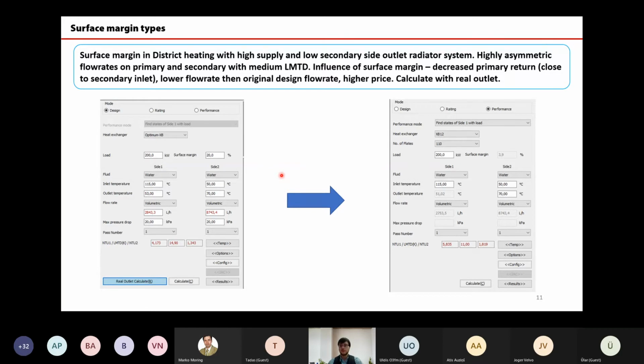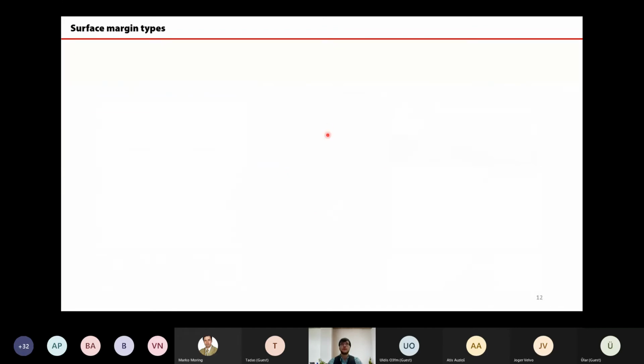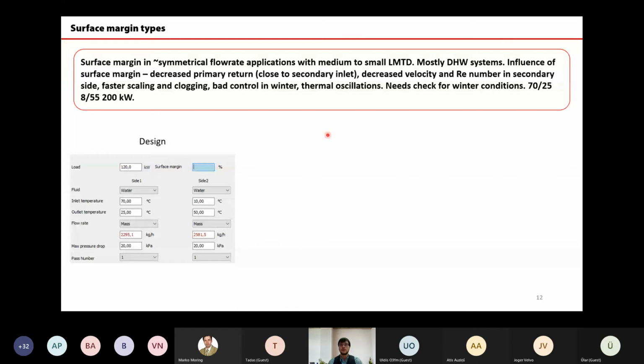But that's completely different for type 3 of surface margin, which is basically for us the surface margins in domestic hot water applications. This is very challenging because these domestic hot water applications usually have high seasonality. Yeah, this we know, because they are designed for summer conditions. But then most crucial actually is working in winter conditions.